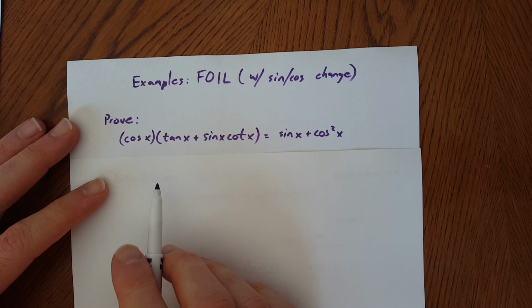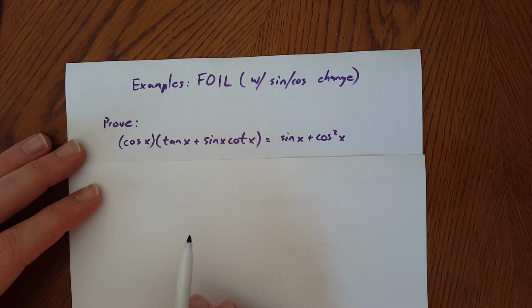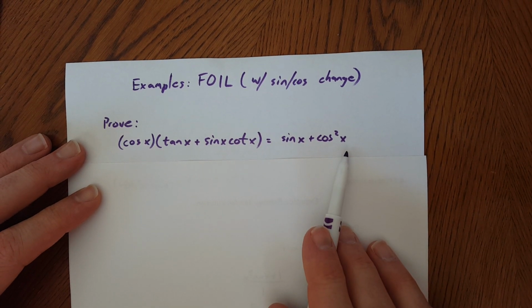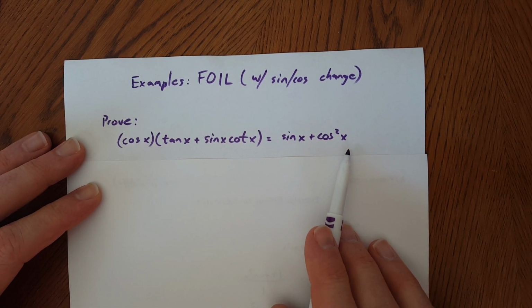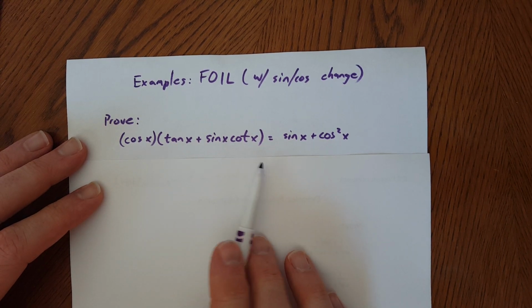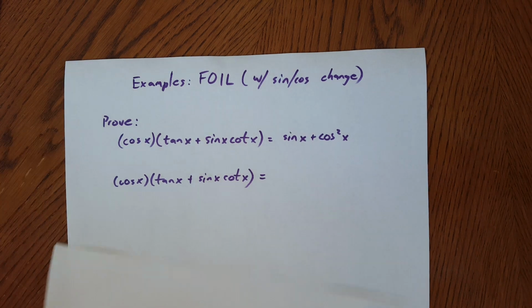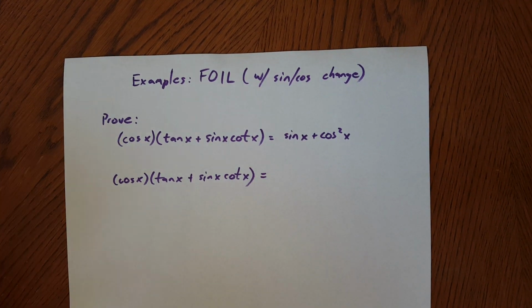Here's our first example that involves actual trigonometry. We're going to prove this statement that the left side equals the right side. And again, we've got to choose one side to start with. I usually choose the side that's most complicated. It tends to be the left-hand side. So in this case, I'm going to use that left-hand side. I'm going to start a series of steps from here.